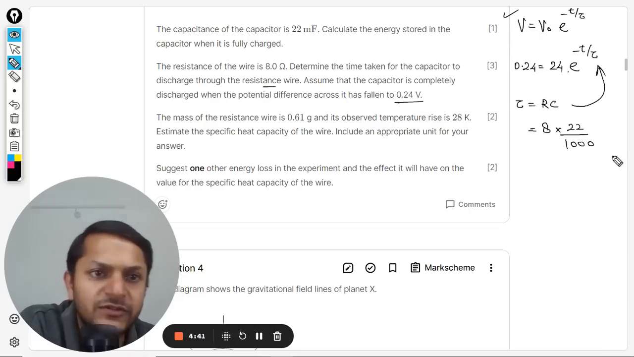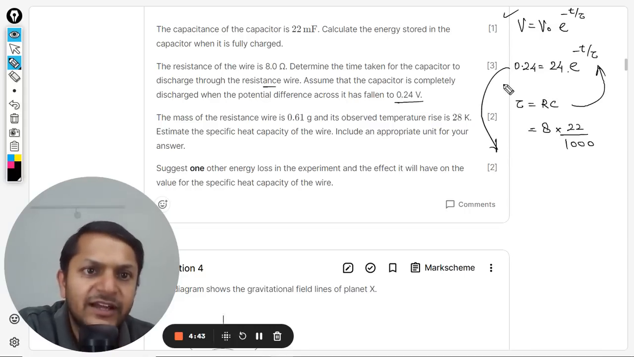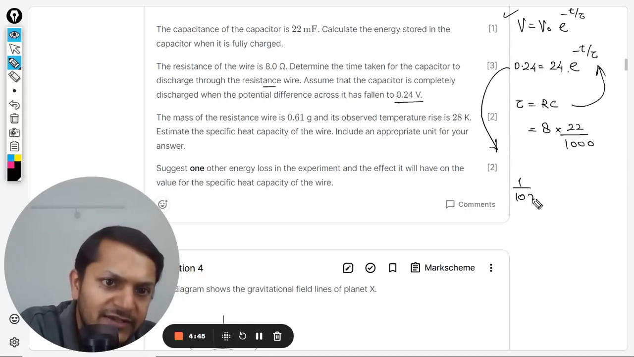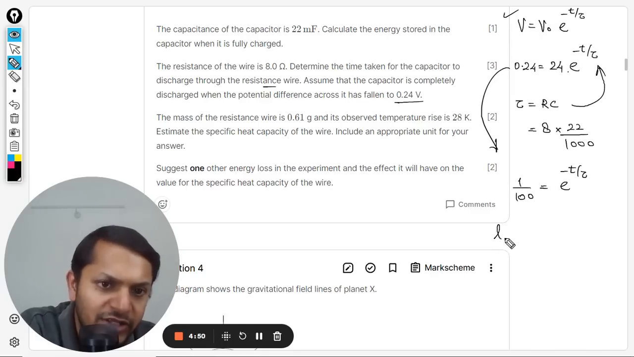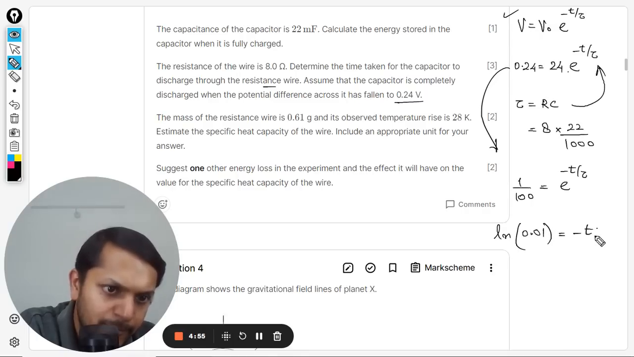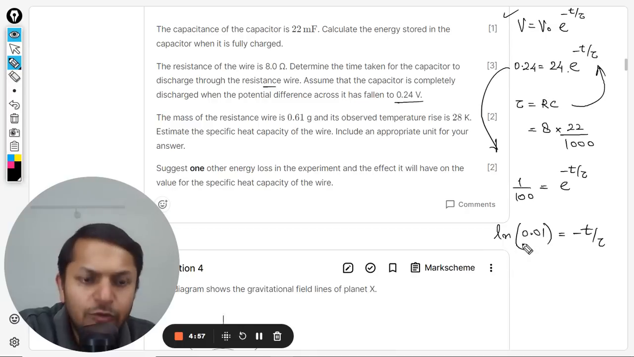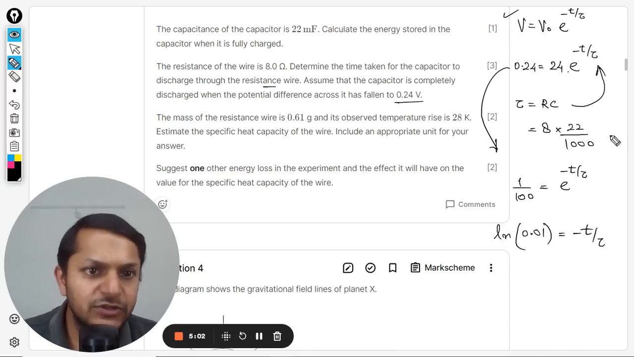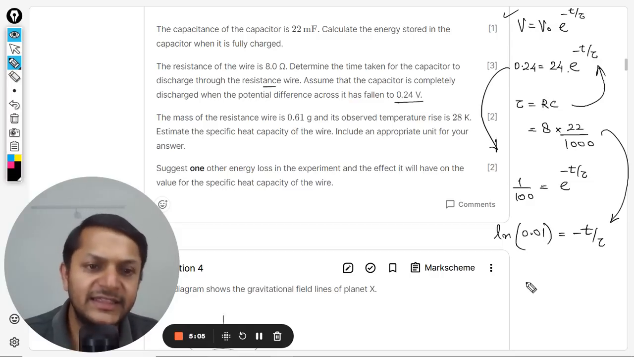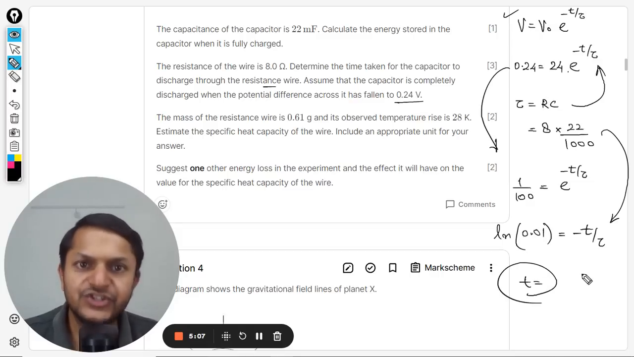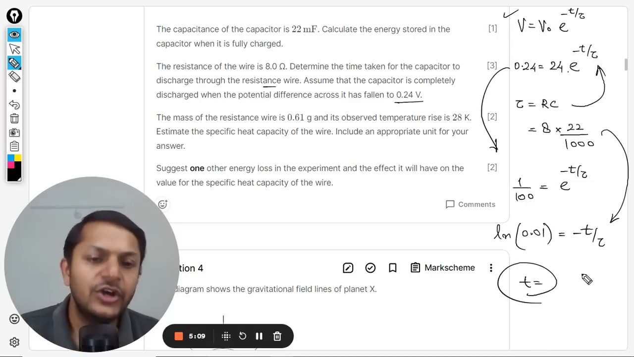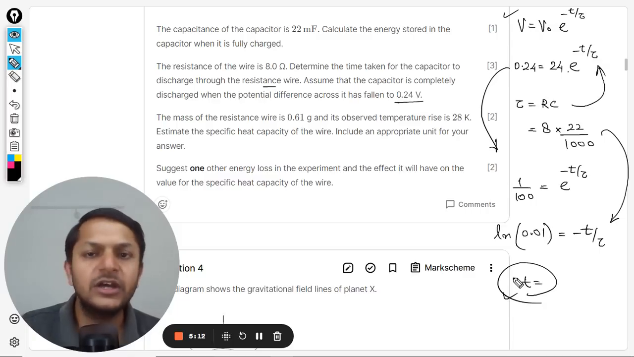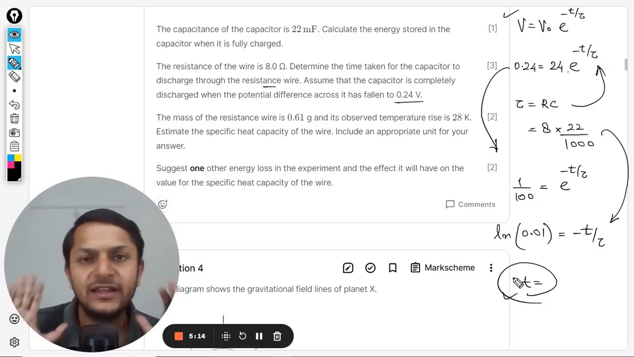We are going to substitute this value here, but before that we will take the logarithm. So it is clearly 1 by 100 equals e raised to power minus t by tau. You just take the logarithm. This value will be negative also, but we have to use the calculator for this. You can substitute the value of tau in this equation, and thereby we will find the time. So we can say that in this much time, the capacitor will be fully discharged.